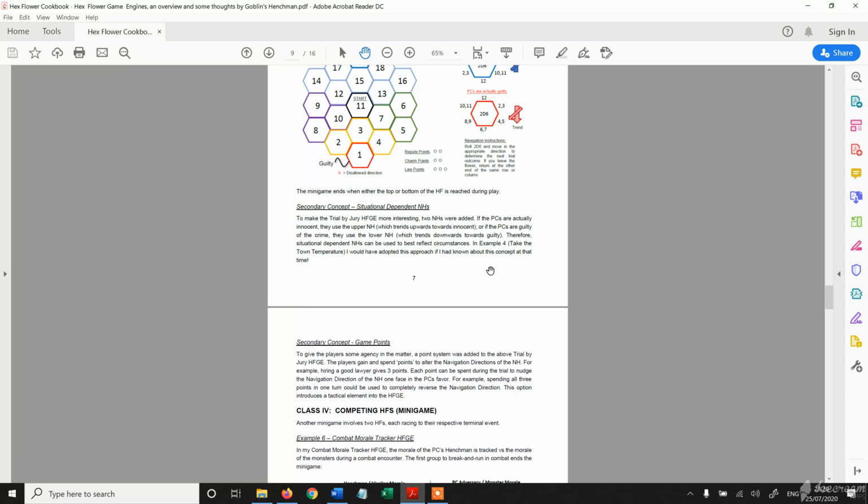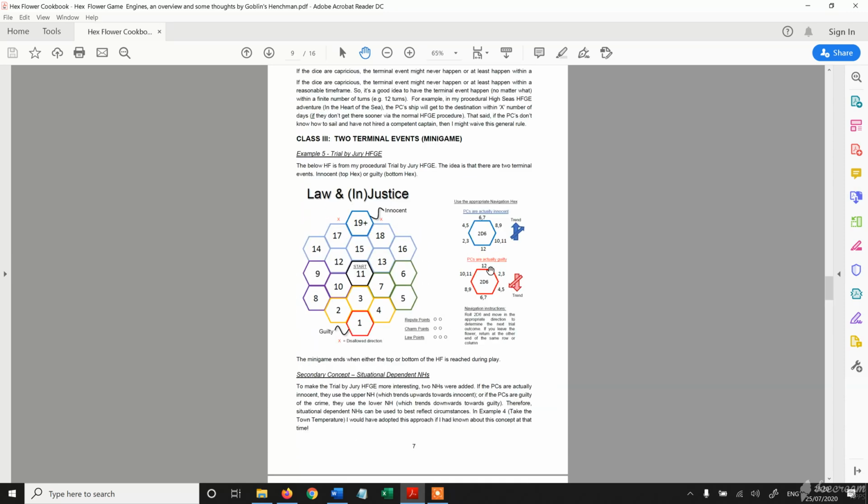Okay, so yeah, I think that's probably a good place to stop. This Law and Injustice is on DriveThruRPG. It's got some tables explaining what these results would actually mean in reality.